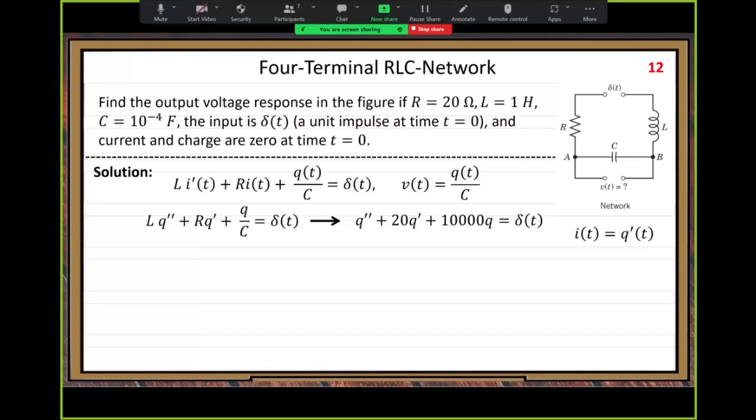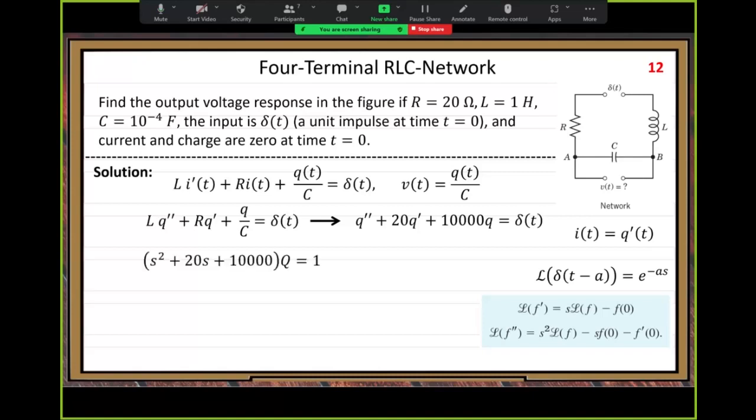Then we apply the Laplace transform. Now you can see, comparing with our old method, this one is much faster. We need to use this formula on the right hand side. Delta at zero, because delta a equals zero, so a equals zero, it's one. The right hand side Laplace transform is just one. But we need to use these two formulas.